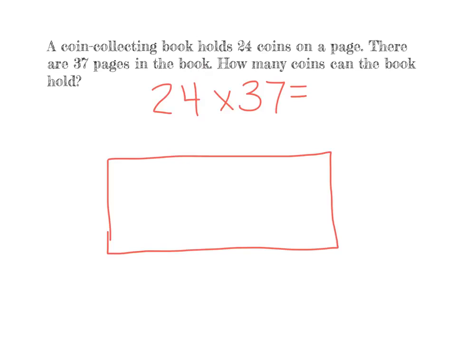So I'm going to put 24 there. And then I use my corner, I say multiply, and then 37 goes on the top, the horizontal line. Equals, and I'm going to put equals here.